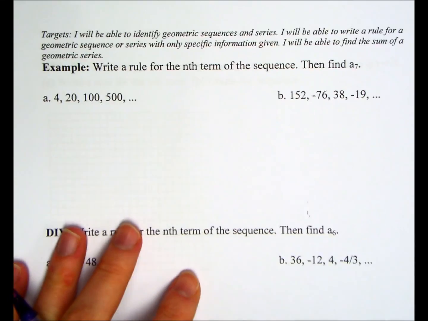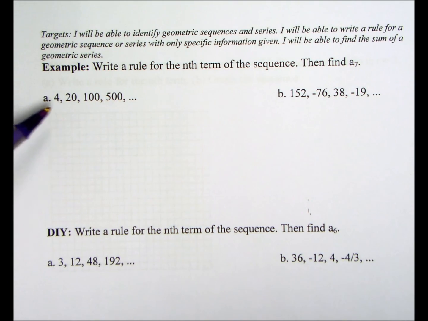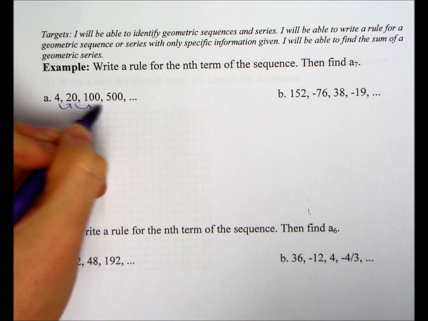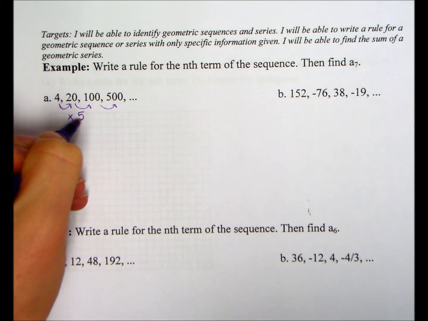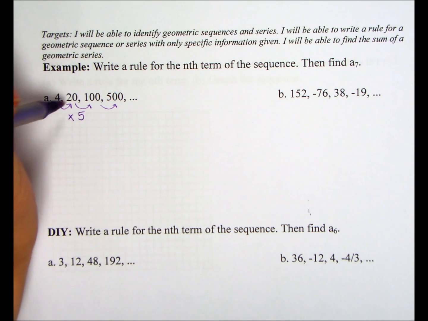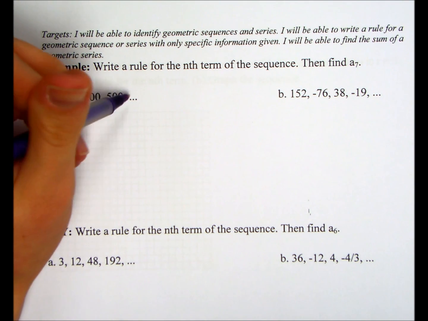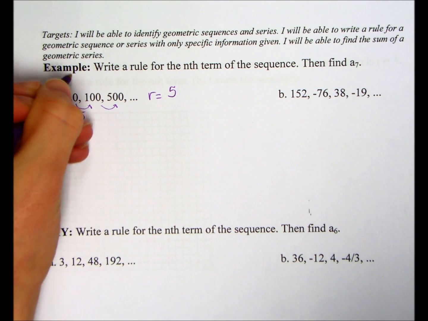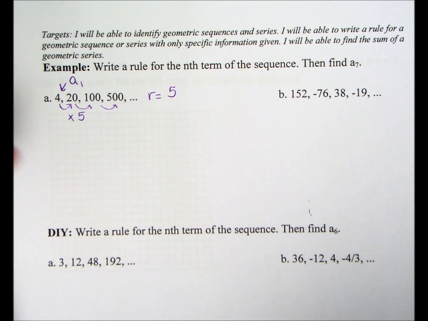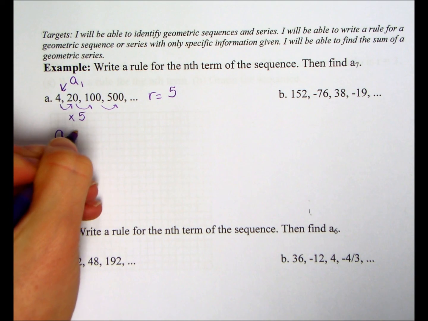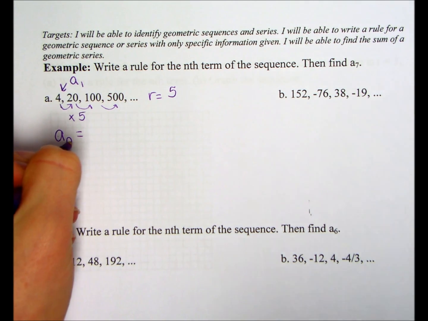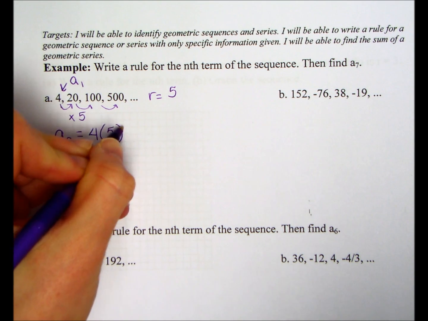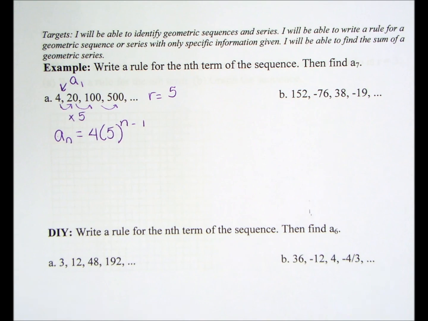So we're going to write a rule for the nth term of the sequence. Sometimes you don't have to do that division; sometimes it's obvious. Hopefully here you can see that you get to each of these terms by multiplying by 5. 4 times 5 gives me 20, 20 times 5 is 100, 100 times 5 gives me 500. So that ratio is 5, and 4 is my first term. To create this rule, the nth term, any term, is equal to the first term times the ratio to the n minus 1, for any n that I want.